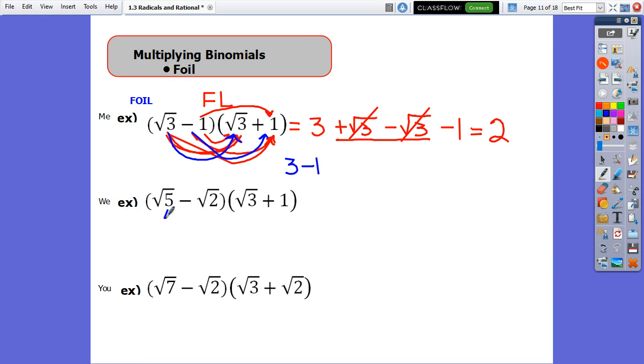So I'm going to do first. So I get the square root of 15. Outer, square root of 5.